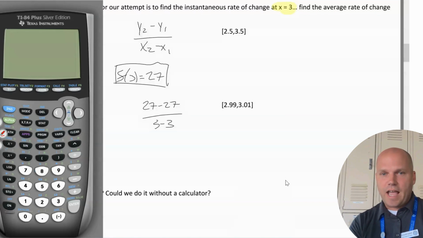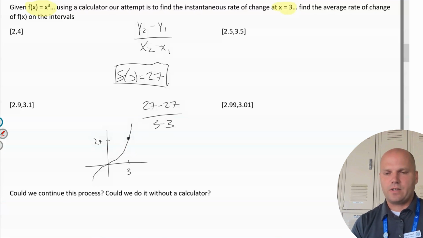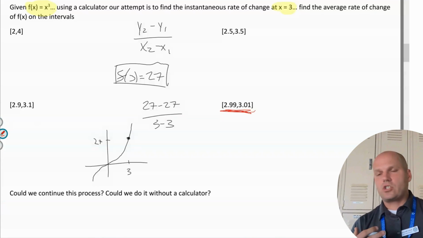So instead, here's my function x cubed. Instead of focusing on 3, 27, let's use 2 points around 3, 27, because I need 2 different points to calculate the slope. So we can do 2 and 4. We can do 2.5 and 3.5. We can do 2.9 and 3.1. And then we can think about getting really, really close to the left and to the right and using 2.99 and 3.01. Now I'm going to show a quick and easy way to do this using your calculator.